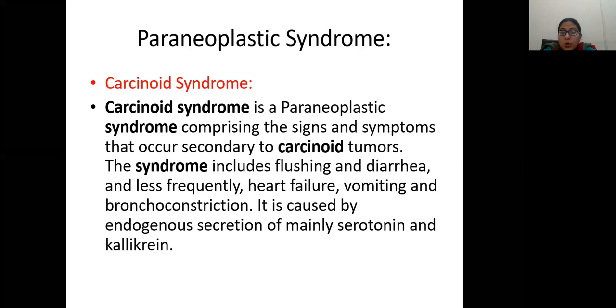Clear? Now again, the carcinoid syndrome. Carcinoid syndrome is a paraneoplastic syndrome comprising the signs and symptoms that occur secondary to the carcinoid tumor. The syndrome includes flushing and diarrhea, and less frequently heart failure, vomiting, and bronchoconstriction. It is caused by an endogenous secretion of mainly serotonin and calcium.